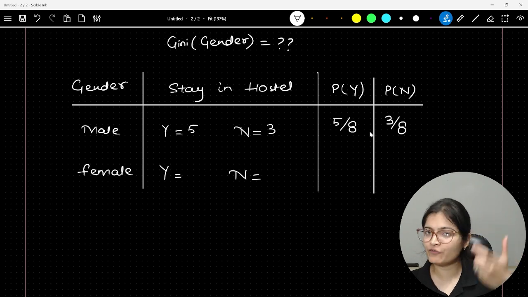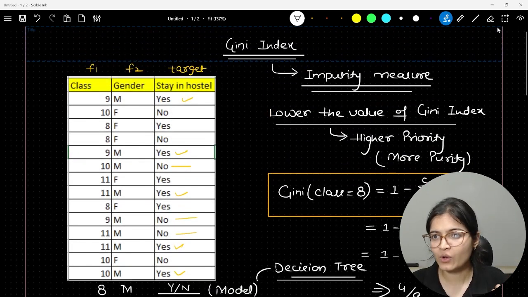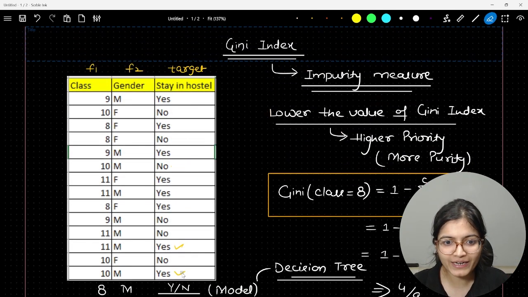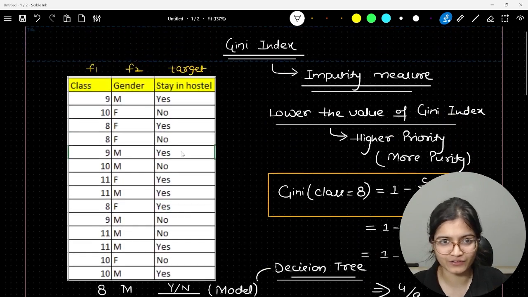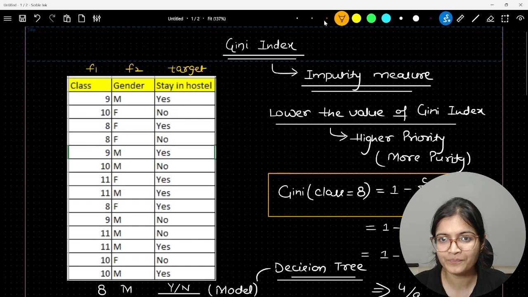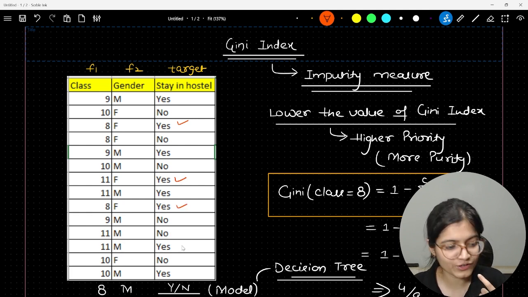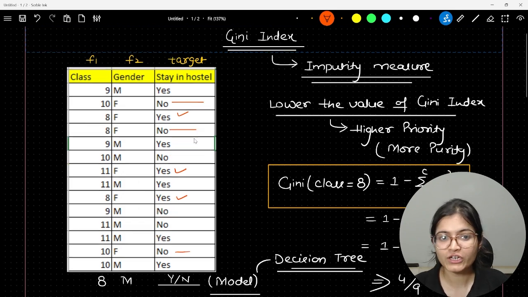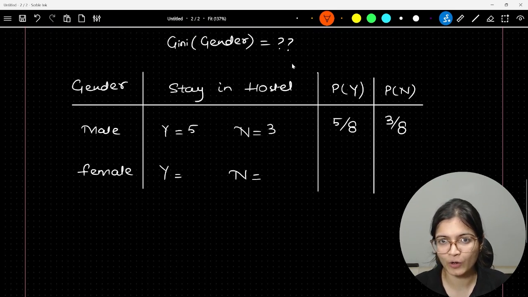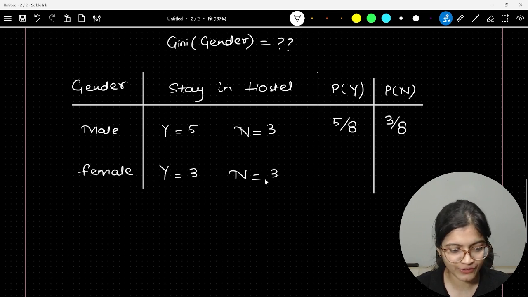Similarly, you have to evaluate for the female part as well. Again, same question: how many female and yes are there? Female and yes, 1, then 2, then 3. 3 records are there. And I would say no's are 1, 2, and again it will be 3. So it means 3 yes and 3 no, if I'm not wrong.